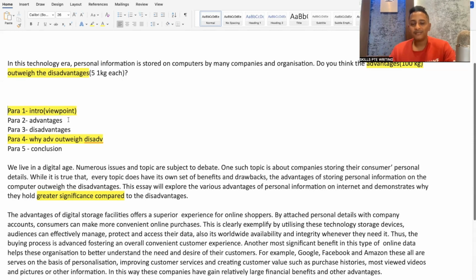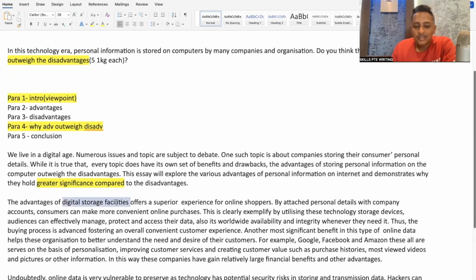Now, second paragraph. Since in the first paragraph you've told advantages outweigh the disadvantage, consider writing some significant advantages, advantages that hold greater significance. Don't write normal advantages. You write advantage in such a way it's quite big. Correct? Let's see. The advantages of digital storage facilities offers a superior experience for online shoppers. Great.